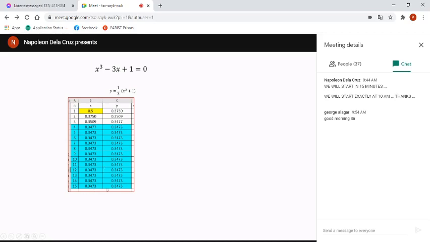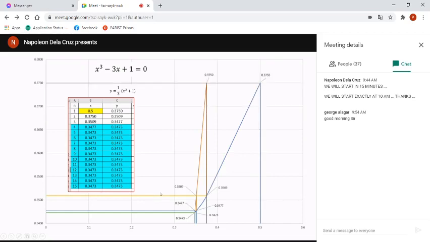Even if you go crazy over it, that 0.3473 will not change. Okay, so balik tayo. Ayan yan. Hindi ko na yan i-discuss in particular. Nandyan lang yan. If x is this one, y is this one. If x is 0.5, what is y? 0.375. If x is 0.375, okay?